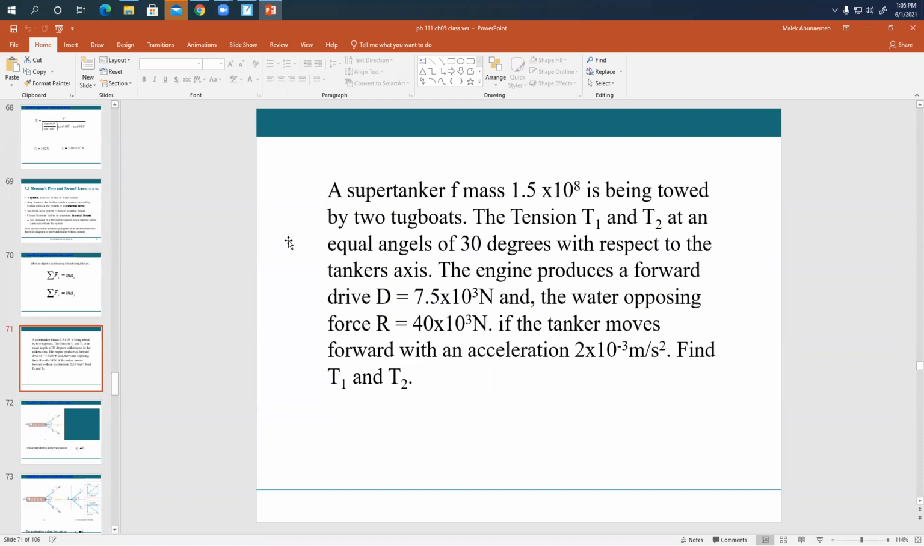The super tanker, the mass is 1.5 times 10 to the 8 kilograms, is being towed by two tugboats. The tensions T1 and T2 are at a 30 degree angle with respect to the tanker axis. The engine produces a forward drive of 7.5 times 10 to the 3 newtons with an opposing force of 40 times 10 to the 3 newtons. If the tanker moves forward with an acceleration of 2 times 10 to the negative 3, find T1 and T2.